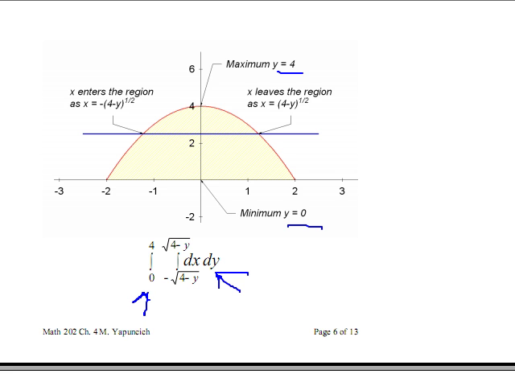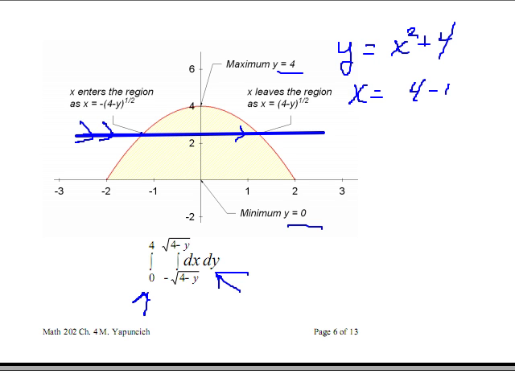Then we draw a line parallel to the x-axis, right here, and we observe what the curve this encounters as it enters a region and the curve that it encounters as it leaves the region. Now this curve was y equals x squared minus 4. We have to solve this for x in terms of y, so we end up with x equals, I guess it was plus 4, I'm sorry, 4 minus y, and there will be, of course, plus and minus signs when we take the square root.